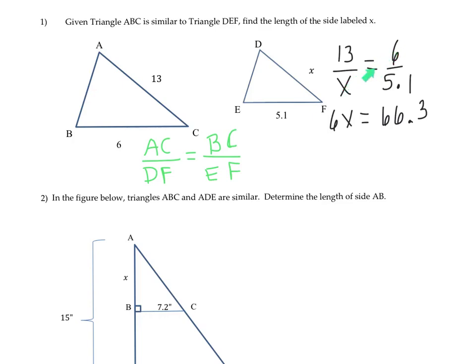And we are cross multiplying. 6x equals 13 times 5.1, which is 66.3, and we're going to divide both sides by 6. Dividing by 6, x equals 11.05, and I put the word units on here because in the original problem, the 13 and the 6 and the 5.1, they didn't give anything like centimeters, inches, feet, so we just put the generic word units.